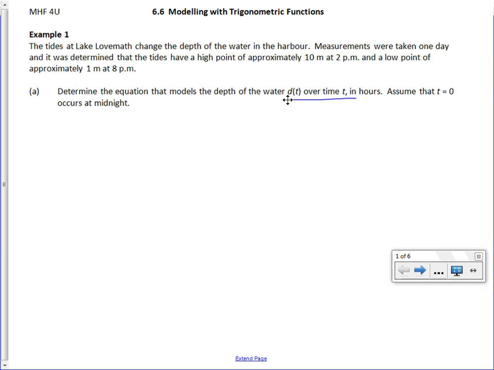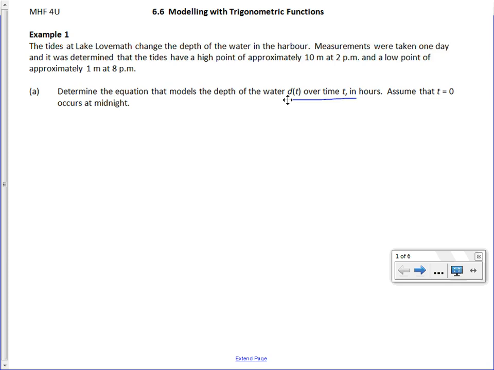So they've already defined your variables here. I always get some student who messes up and uses y's and x's where they've defined d and t, and I will take off 4 marks, because I want the function to be in terms of d at t and t, because it's been defined for you, so please use the variables defined.